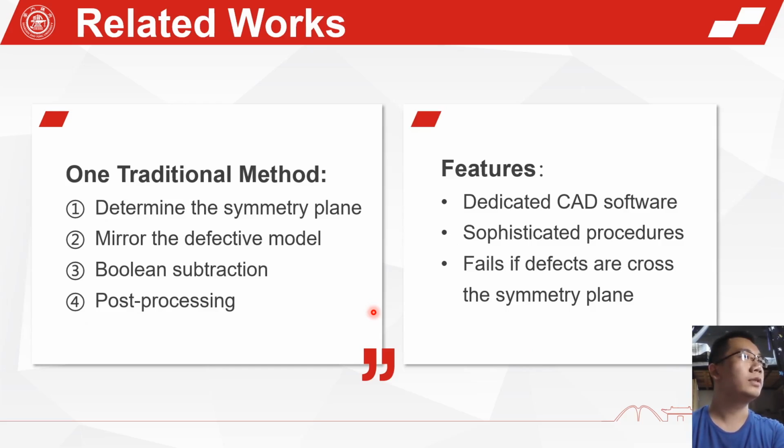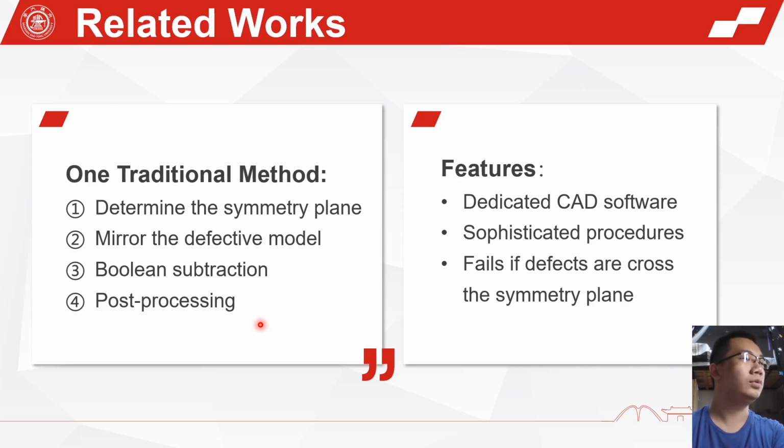One of the most commonly used cranial implant design processes has the following 4 steps. First, manually determine a symmetry plane and then mirror the defective cranial model about the symmetry plane to fill the defective region. After that, the implant can be obtained through a Boolean subtraction operation, and a series of post-processing steps is always needed to refine the implant.